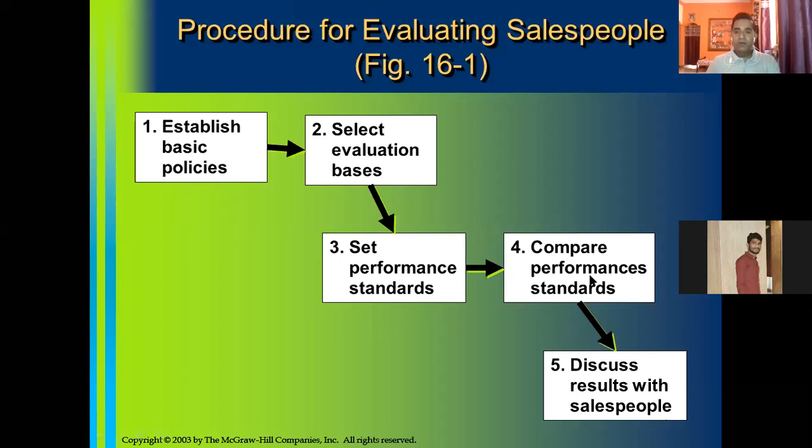Then the fifth step: once the sales manager compares the actual performance with the standard performance and finds the deviation, the sales manager discusses the results with the salespeople. Say, for example, in my earlier example, the standard call rates were 10 doctors per day and 5 pharmacies per day, so in a month of approximately 20 working days, the sales rep would have visited 200 doctors and 100 pharmacies.